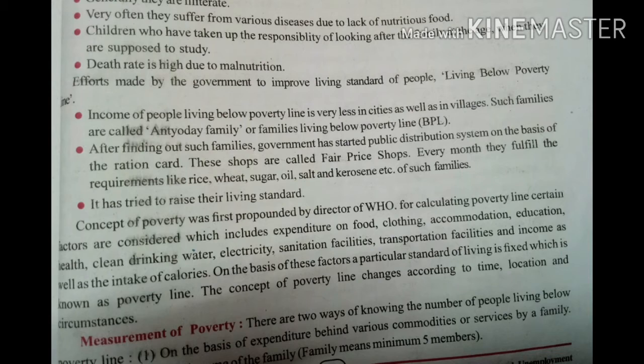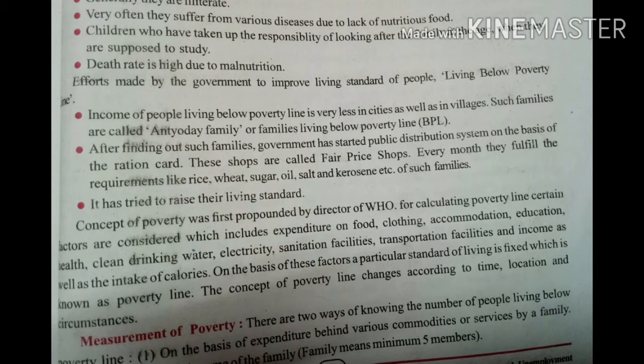Government has made effort to improve the standard of people living below poverty line. The family whose income is very less in city as well as in villages, such families are called Antyodaya, or family living below poverty line, known as BPL, below poverty line. Antyodaya families means those families are the poorest among poor. They are living below the poverty line.